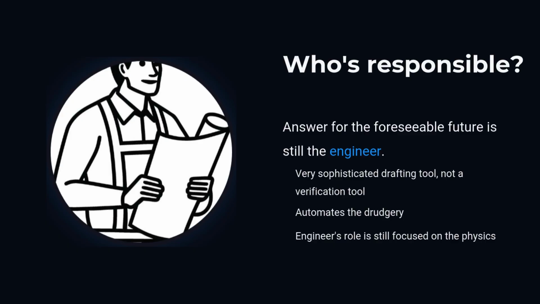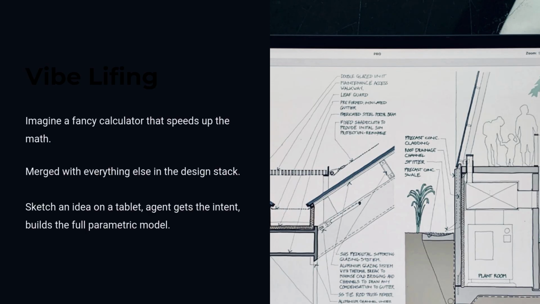But this level of automation does point toward the next big step for generative design. And this gets us into that idea of vibe lifing. If VideoCAD solves the clicks, vibe lifing seems to solve all the paperwork and validation that comes after. That's the vision, yeah. VideoCAD proves an AI can learn the process of modeling. Vibe lifing is the idea that this learned process can be merged with everything else in the design stack: simulation, documentation, even supply chain management.